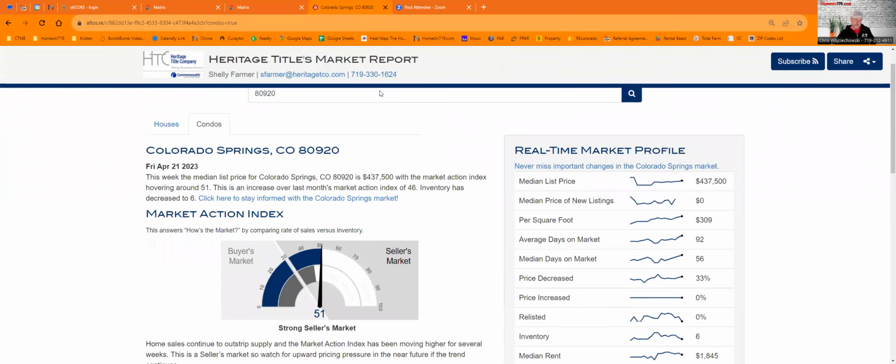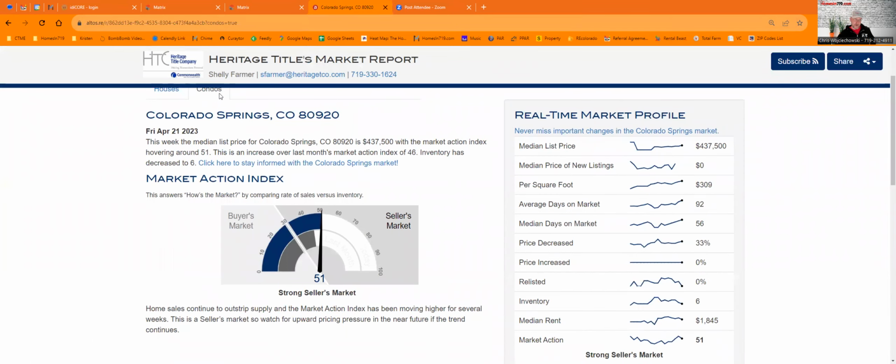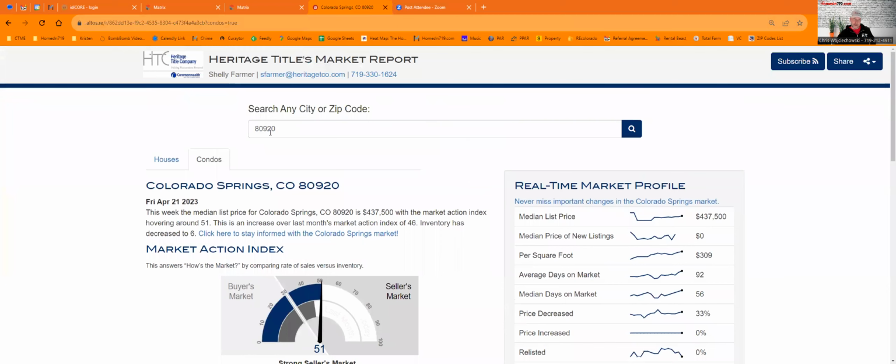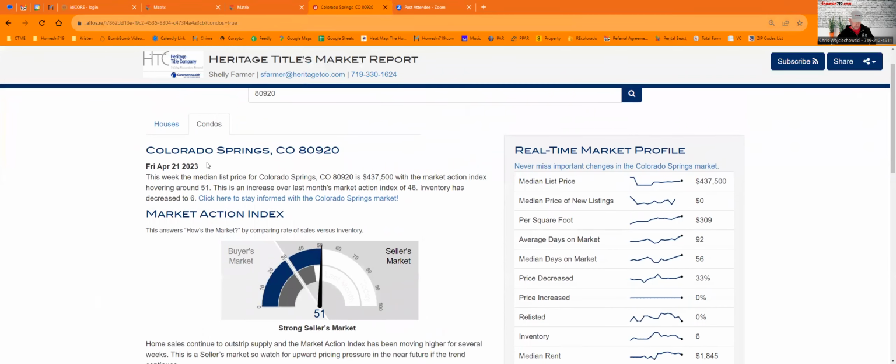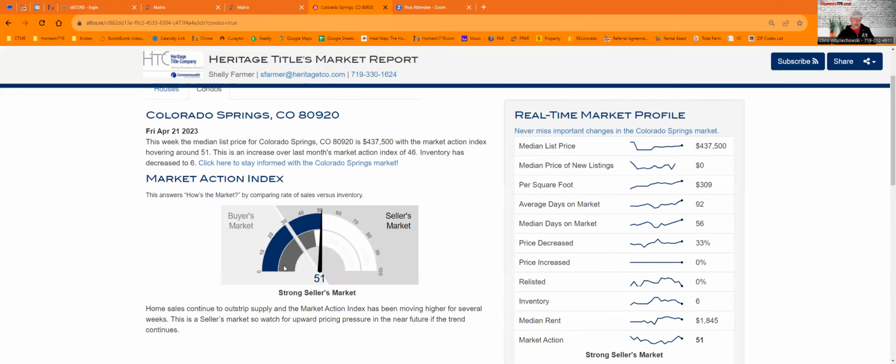This is a different tool that I also have. I've got it tuned to the zip code 80920 and condos. And they have a little proprietary algorithm in here that looks at how hot the market is. Is it a buyer's market or a seller's market? Their algorithm is showing it's right about 50. Don't look at this 50%.